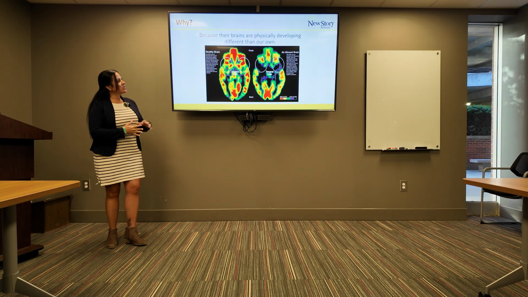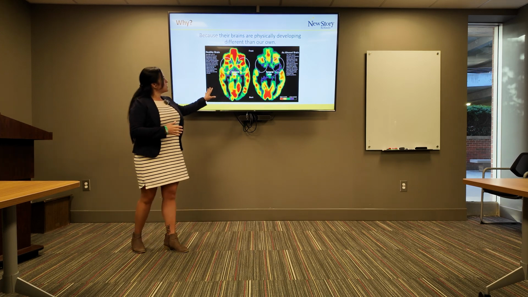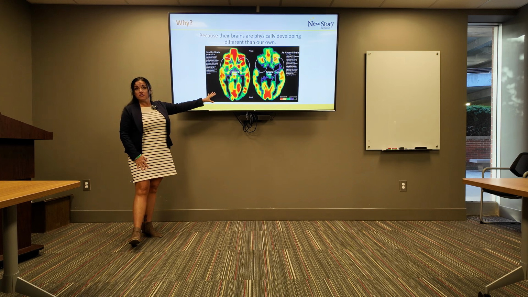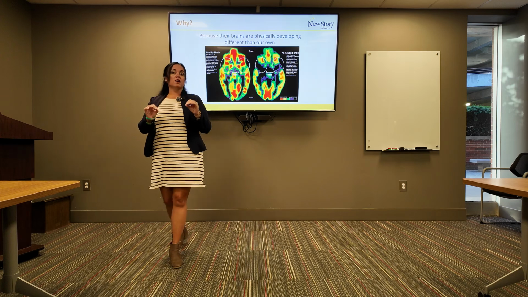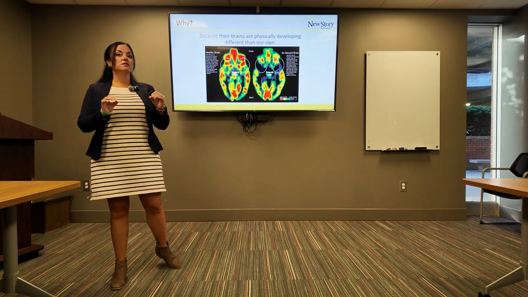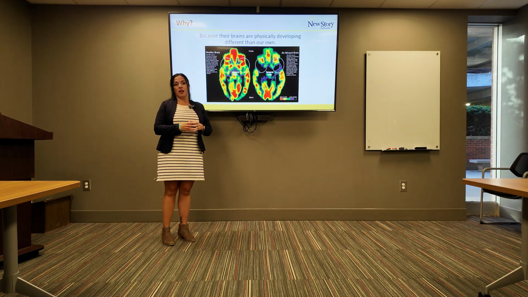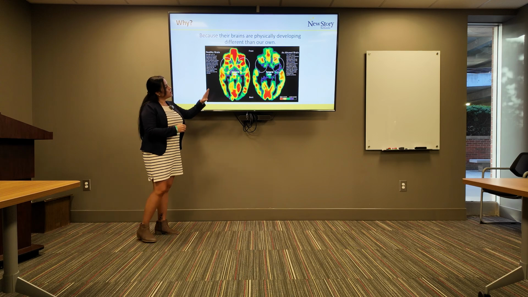So I want you to take a look at the two brains that you see up here. These are images of brains from a healthy development and an abused brain. Remember, we're talking about trauma that happens while the brain is still developing. It's completely different than trauma that happens once the brain is fully developed. If you look here, you're going to notice some things.